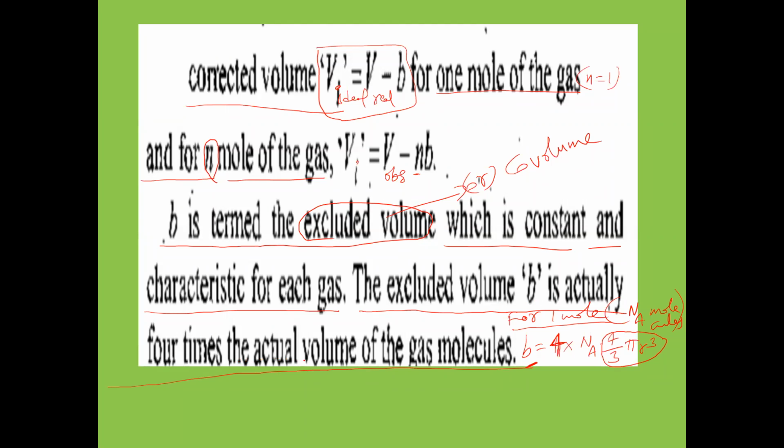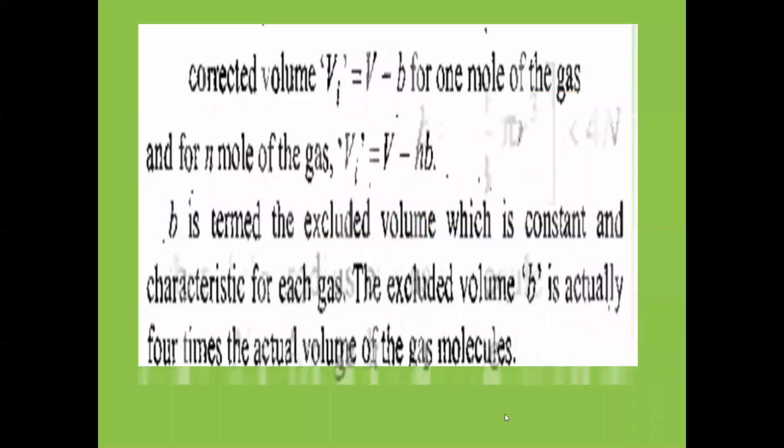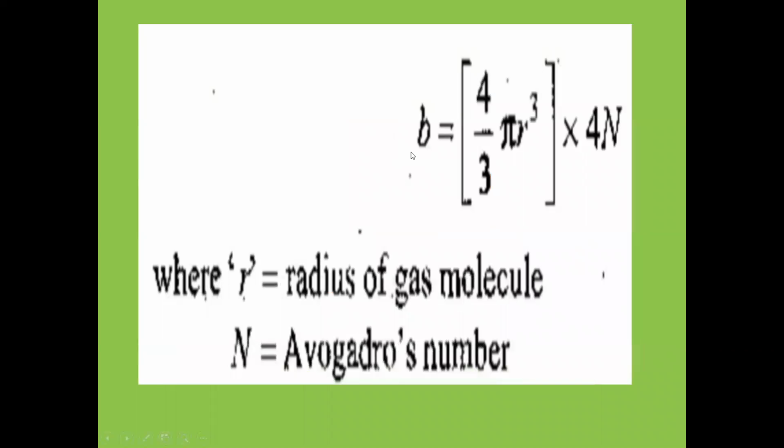4 times the actual volume of the gas molecules. The actual volume of the gas molecules of 1 mole, how much? Avogadro number of molecules into 4/3 πr³, into how many times? 4 times. So that point you keep in mind. Next, so this is what here.